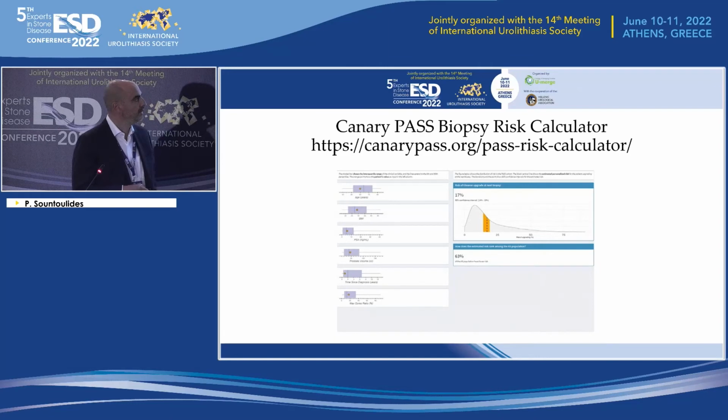As you can see, this nomogram or calculator takes into account different patient parameters like the PSA, the BMI, the age of the patient, the percentage of cores involved in the previous biopsies, and it gives you a percentage. In this case, it is, I believe, 17%. So this patient has a 17% chance of upgrading to grade group 2 in the next biopsy or the next years of follow-up on active surveillance.